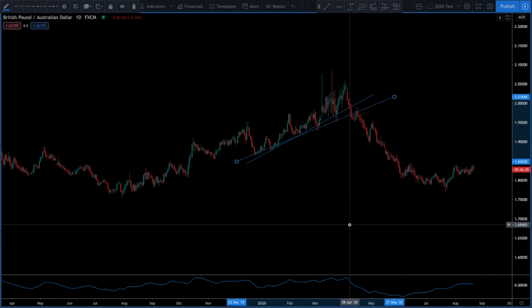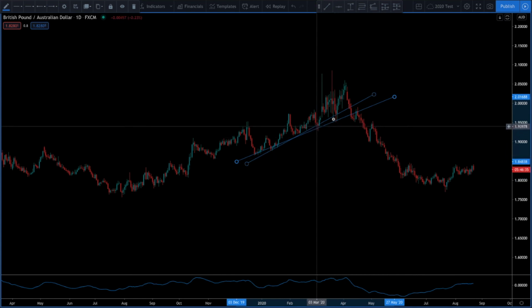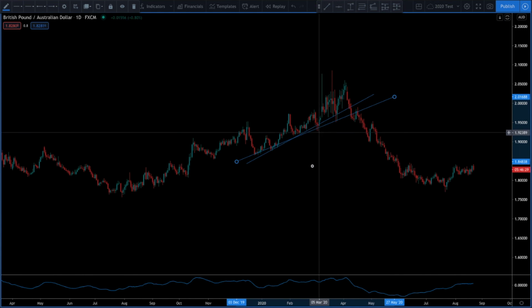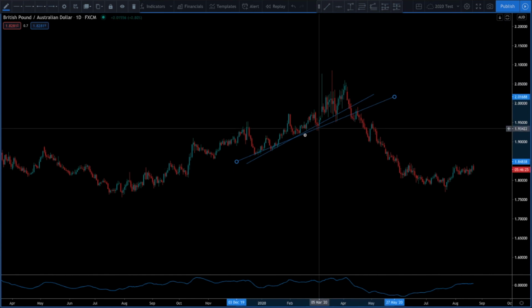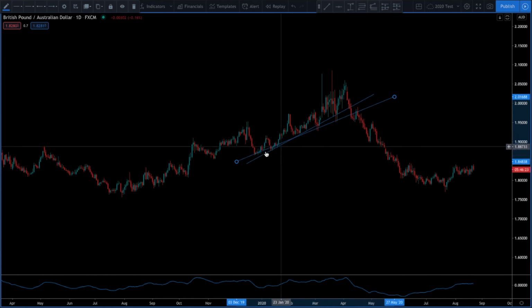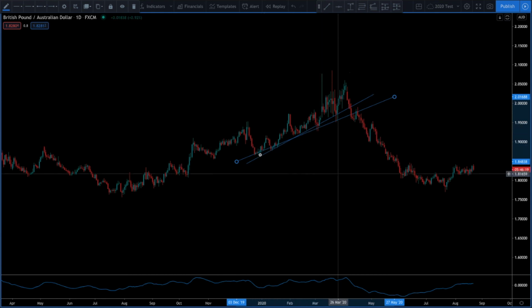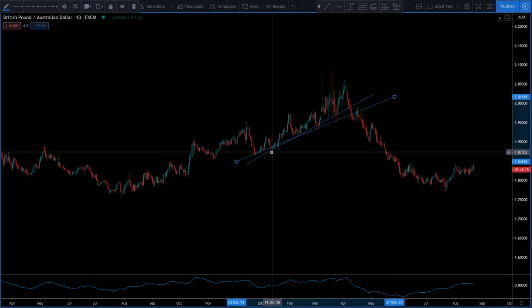I like to draw the lines through the open and close prices, but whichever one you pick, just try to stay consistent for that line. For one trend line, you don't want to go through the open and close down here and then the wicks here. You want to stay consistent throughout that line. If you're going to draw through the open and close, do it through the whole line.